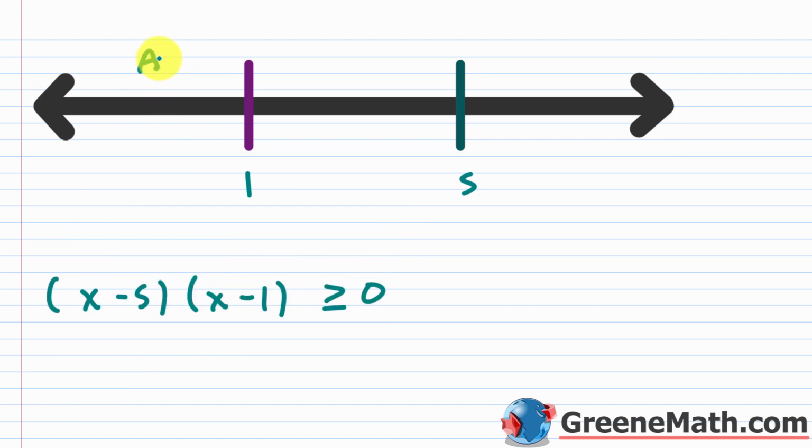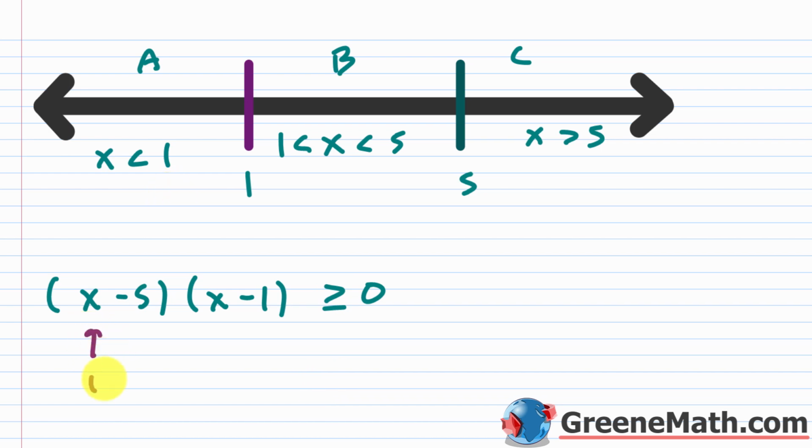Let's put this as region A, B, and C. We'll have x is less than 1. Here we'll have x is greater than 1 and less than 5. And here we'll have x is greater than 5. So for this one, if I pick something like, let's say, 0, and I plug that in here and here, well, this would be -5 and this would be -1. So negative times negative would give me a positive, and a positive is always greater than 0, so this is going to be true.